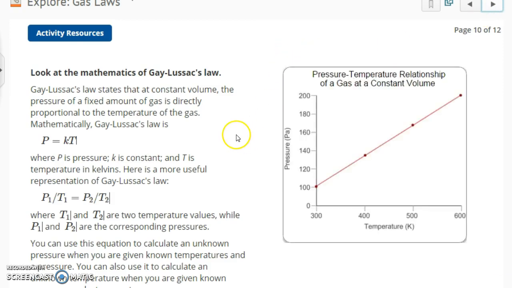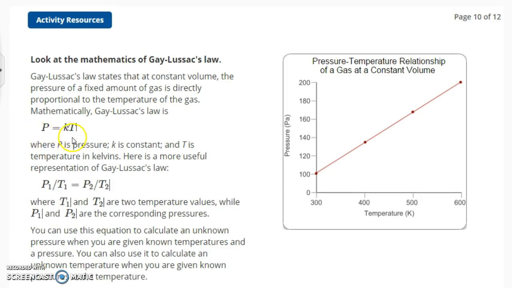Look at the mathematics of Gay-Lussac's law. Gay-Lussac's law states that at constant volume, the pressure of a fixed amount of gas is directly proportional to the temperature of the gas. Mathematically, it is P equals KT. P is the pressure. K is the constant number. Again, we're not going to deal with those numbers yet, but it's a set number that's used all the time in this problem. And T is the temperature.